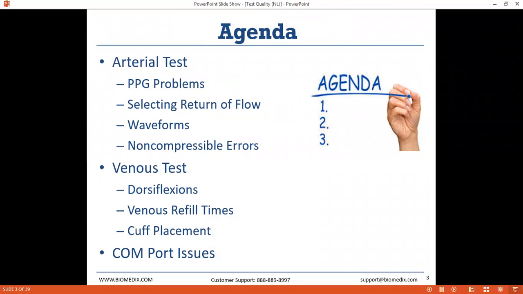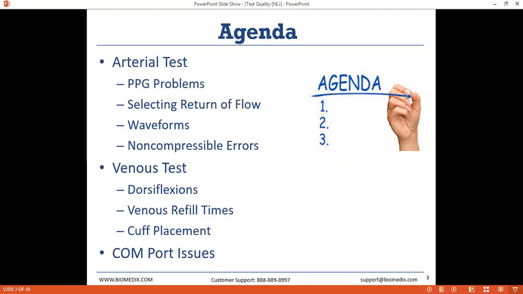Because we're covering a variety of points in the PADnet testing process and not just one topic, we'll be skipping around a lot today. For the arterial test, we'll be discussing some common challenges that technicians have with placing or using the PPG probe. We'll also be discussing selecting the return of flow and common challenges for taking waveforms and what to do about those. We'll also cover a common error in the arterial test called a non-compressible error.